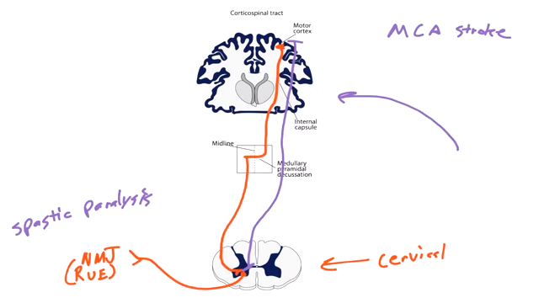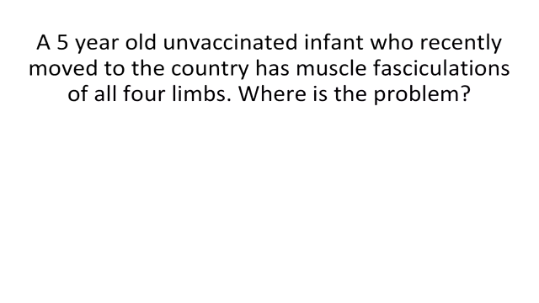Let's do another question. Let's say a 5-year-old unvaccinated infant who recently moved to the country has muscle fasciculations, and he has them in all 4 limbs.